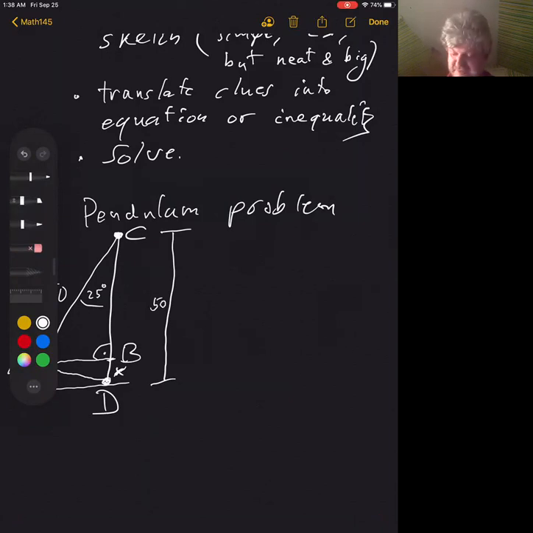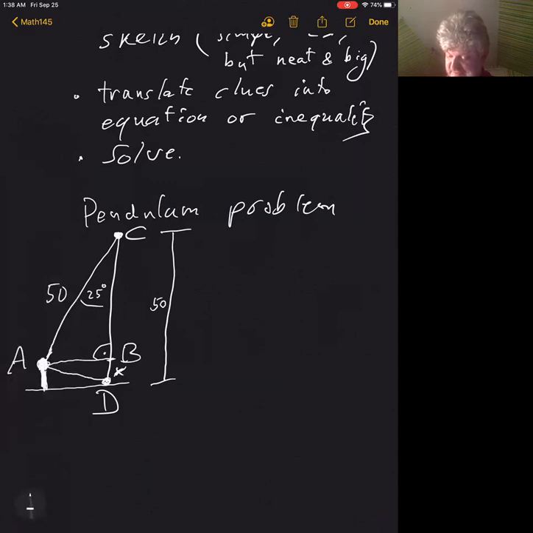Now let's solve the whole thing. We need to deal with the triangle ABC. And because it's a right triangle, we can say the leg BC has length 50 times cosine of 25 degrees. It's the near leg. And the line DC has length 50 because that's given.